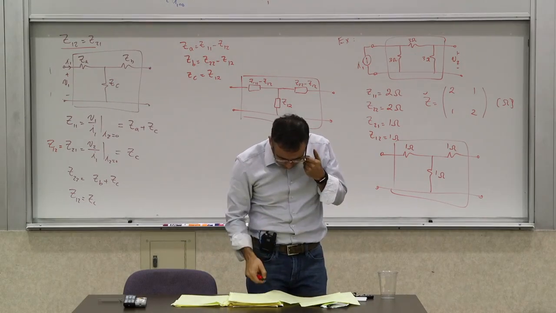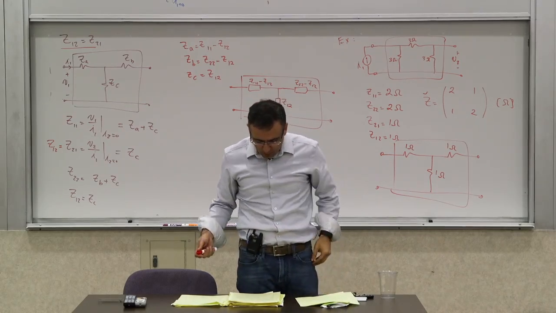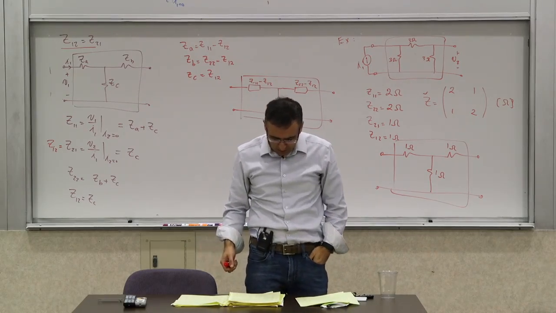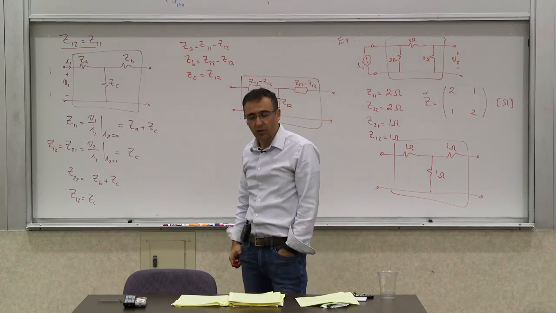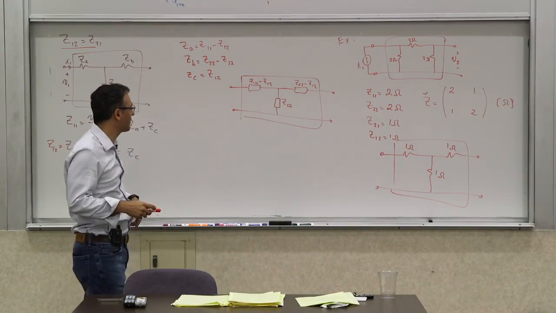Now, one question is, what makes a network reciprocal? How do you make sure it's reciprocal? Is there a way for us to know if something is reciprocal, or how can you get a non-reciprocal one?